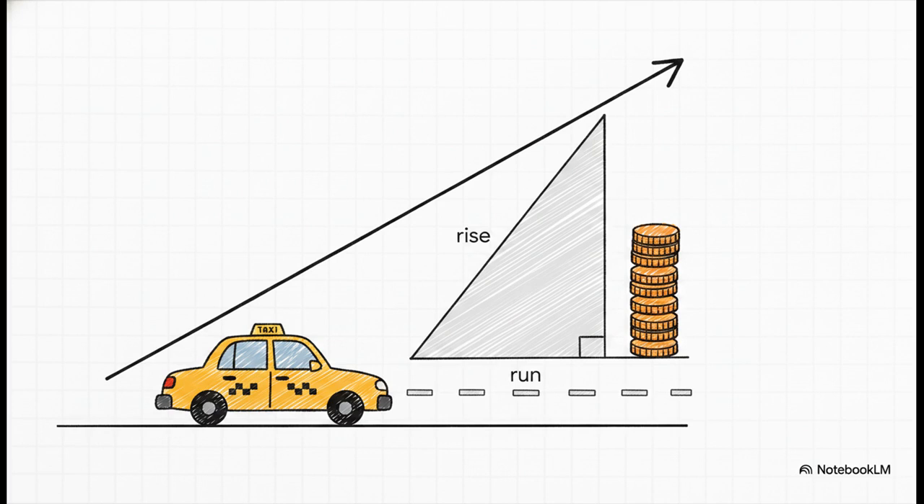So in our taxi model, every time the car travels one horizontal mile, that's our run, the cost rises vertically by, let's say, $2.50. That's our rise. When you think of slope as a physical rate with real units, the math just kind of clicks.